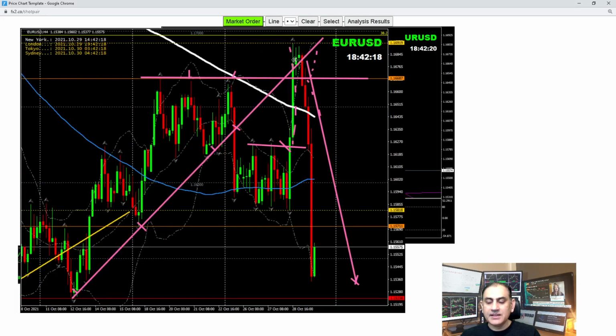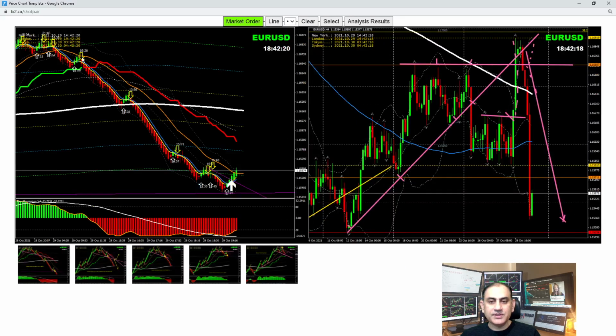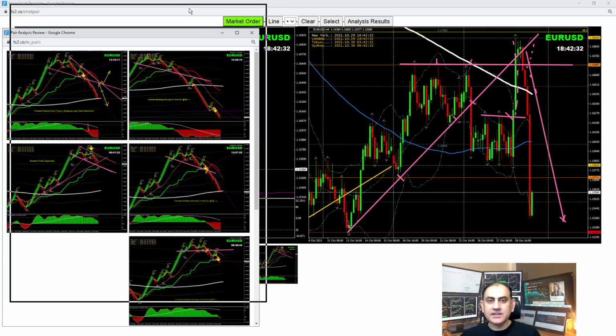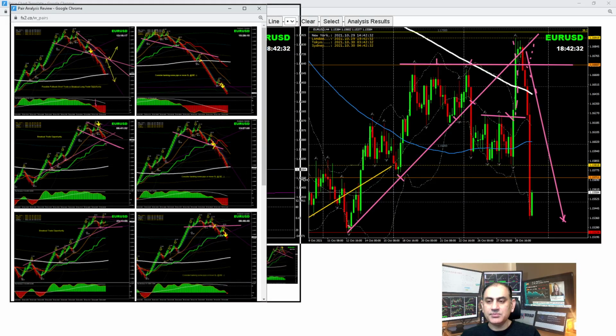What happened here, price nicely behaved, and I explained to my traders, keep taking a short trade here. So we had an amazing trade today on EURUSD. Let me share with you all the analysis today. We had only 2 analyses, or 2 or 3, I believe.